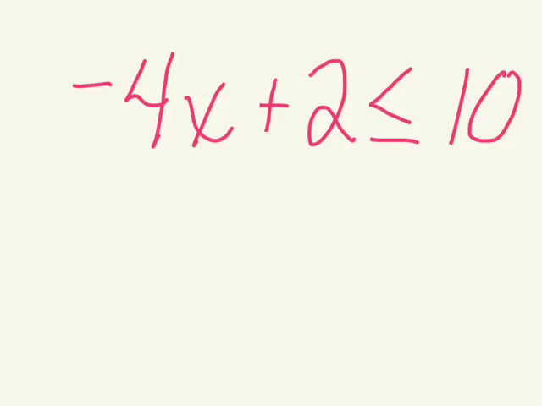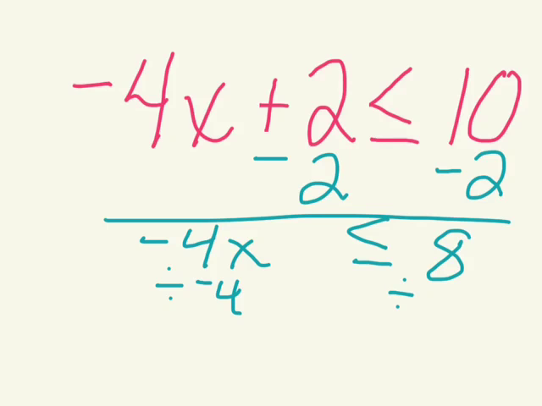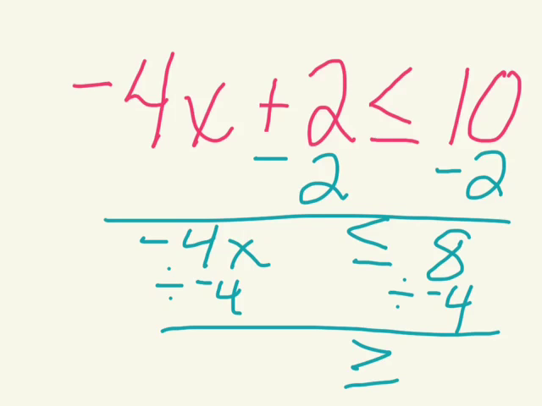Okay, so here's a two-step one. Subtract 2 from both sides. And we get negative 4x is less than or equal to 8. But now we need to divide both sides by negative 4. And an alarm bell should be going off because we're dividing both sides by a negative number. Switch your sign. I like to do it right away as soon as I notice I'm doing that. And x is greater than or equal to negative 2. So all numbers greater than or equal to negative 2 should make this inequality work.